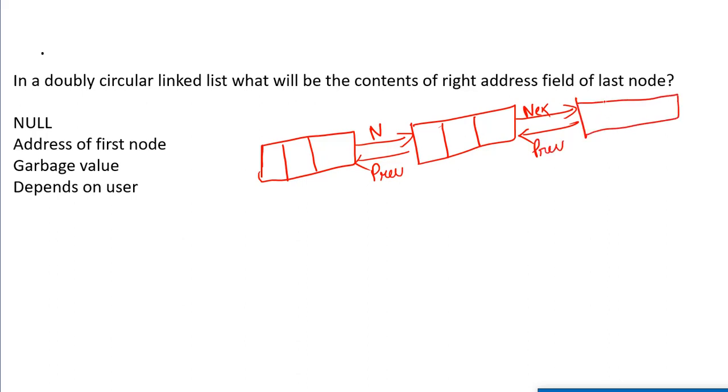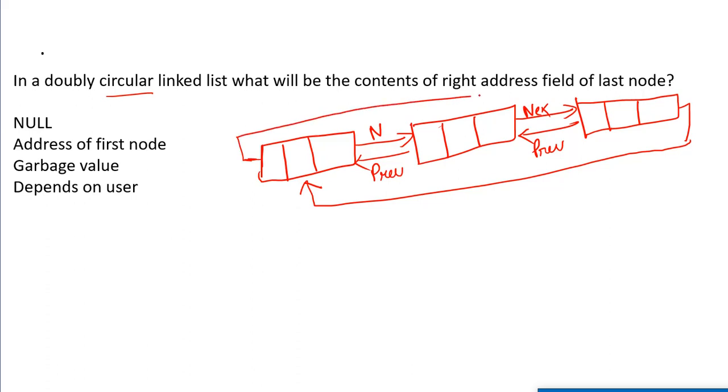Let's suppose this is our last node. You must know that in a circular linked list, the last node points to the starting node itself, pointing to the address of the first node itself, right? And as it is a doubly circular linked list, from here there will be another link that holds the address of the previous node as well. So that is previous and that is next, right?